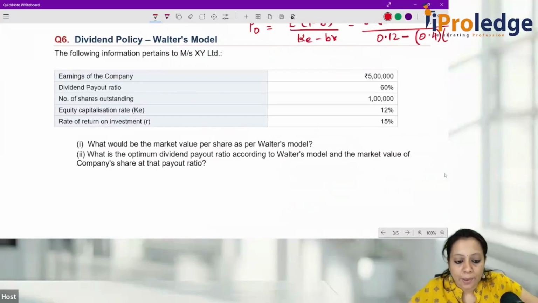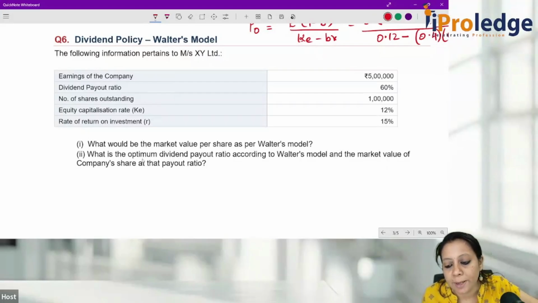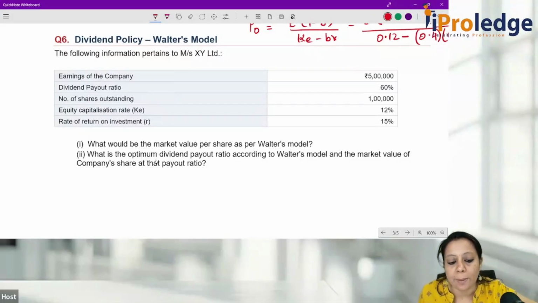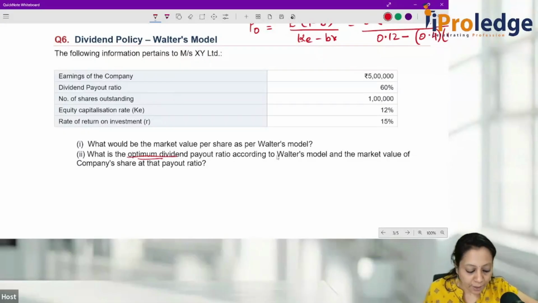Next is Walter model. They have given earnings, dividend payout, number of shares outstanding, KE and R. Okay. So what is the market value and what is the optimum dividend payout ratio? This is what they have asked. So what is the optimum dividend payout ratio for this? We should answer separately. Okay, ma'am.